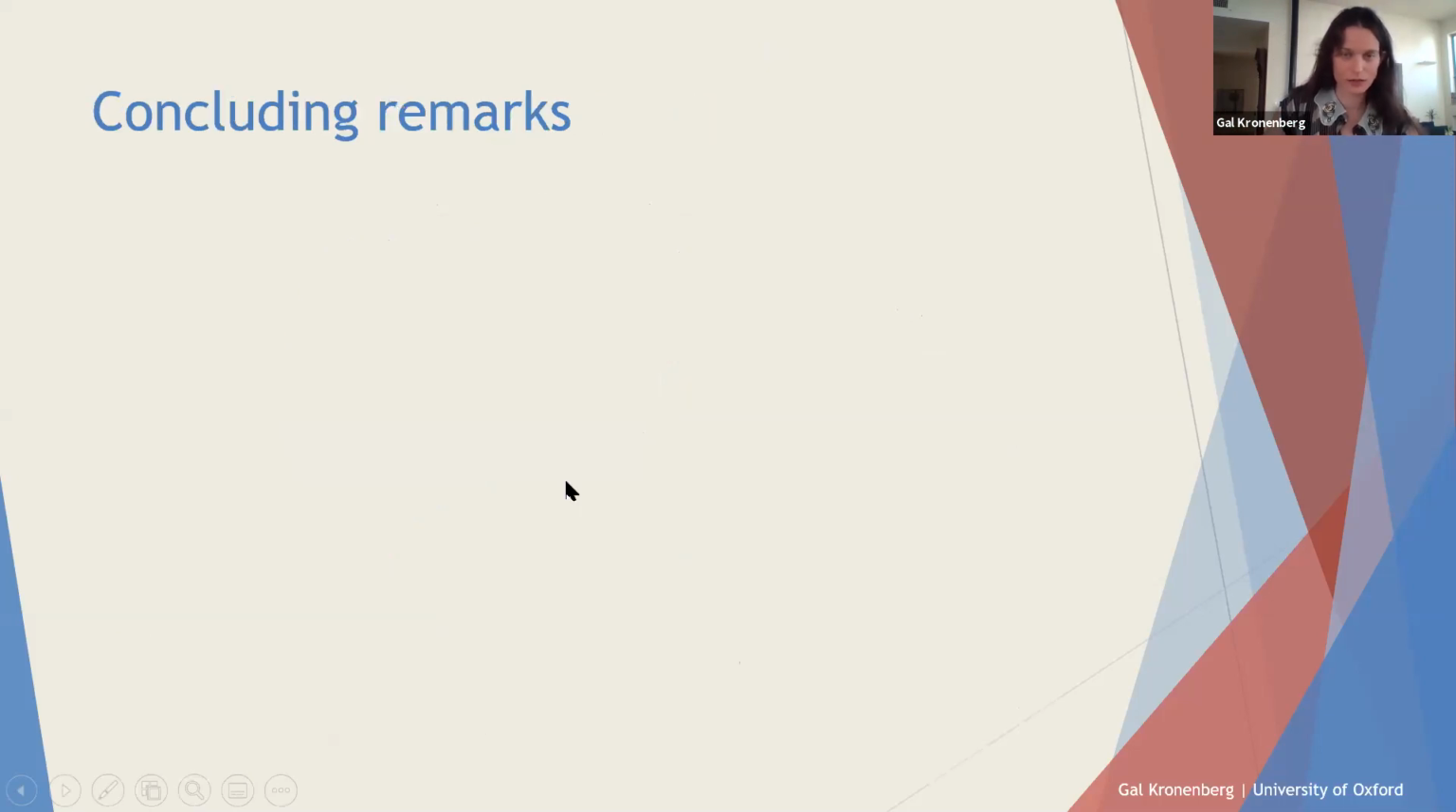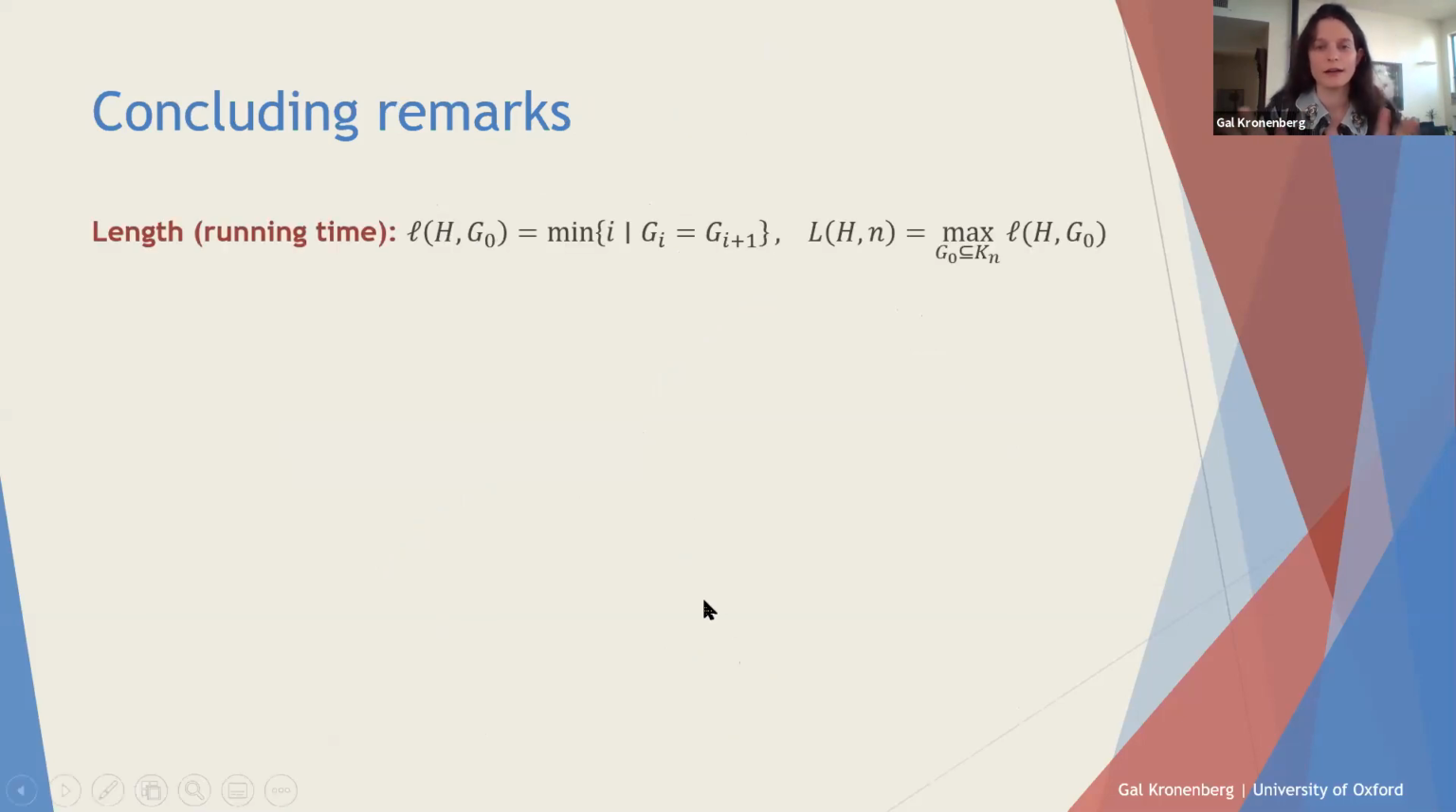Okay, so let's conclude. Let's see questions. I'm just reminding the definition. We consider the bootstrap percolation, the H bootstrap percolation. When we have a specific starting graph G0, the length is the minimum number of steps that we need until the process is stabilized, and the maximum length will be just to maximize over all starting graphs.